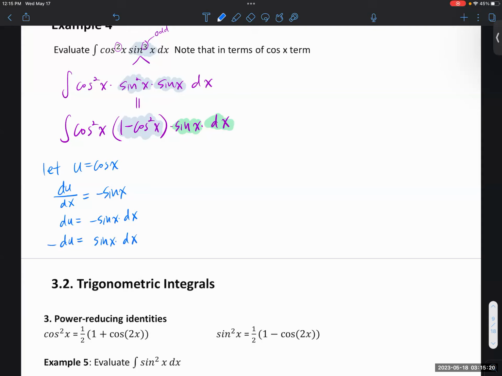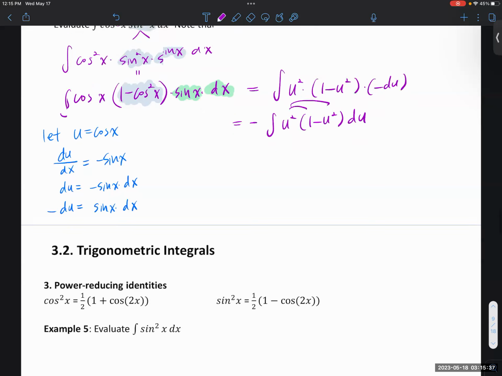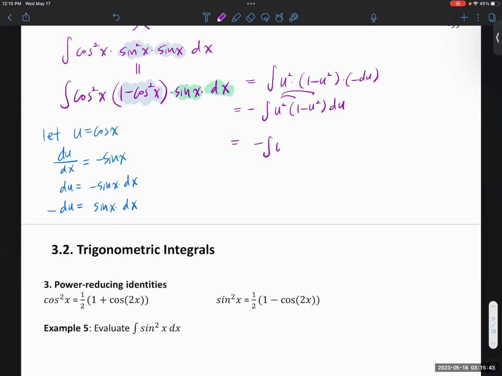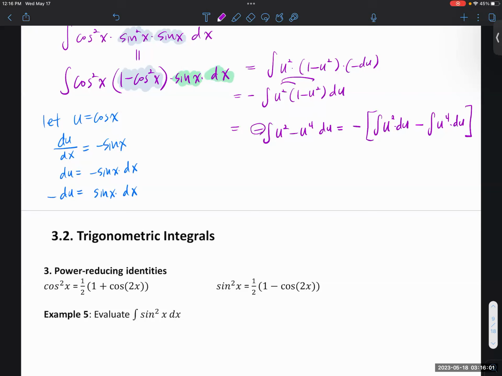Great. So finally, we can rewrite it. Integral, cosine x becomes u to the second, 1 minus u to the second, and that is a negative du. So negative u to the second, 1 minus u to the second du. We know this is a better form to take the integral, right? So therefore, negative u to the second minus u to the 4 du. So you can separate it: negative integral u to the second du, and we have a minus integral u to the 4 du, right? Because of this negative in front of the integral.